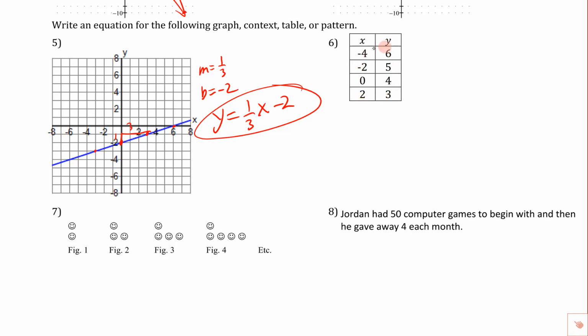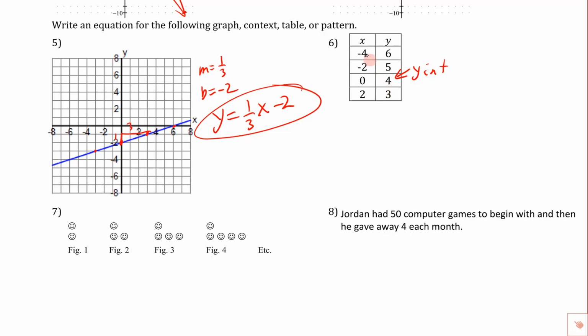This is a table, so we've got some data here. Remember, to write the equation of a line, we've got to have a point and a slope. They gave us a special point right here. If you recognize that, that is the y-intercept. Okay, that's the b.